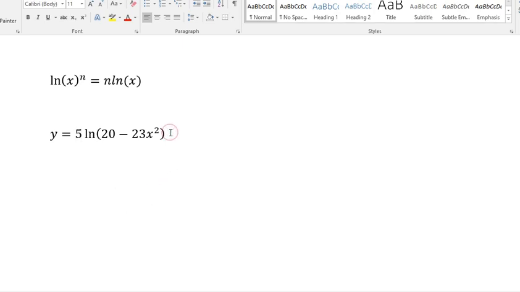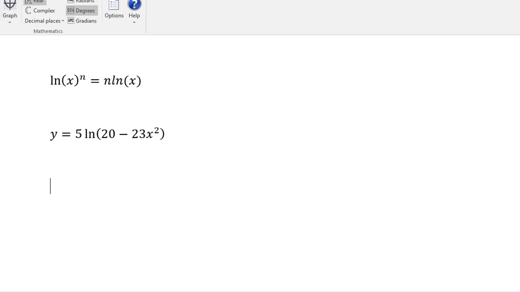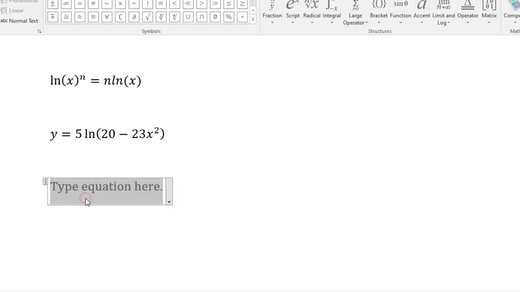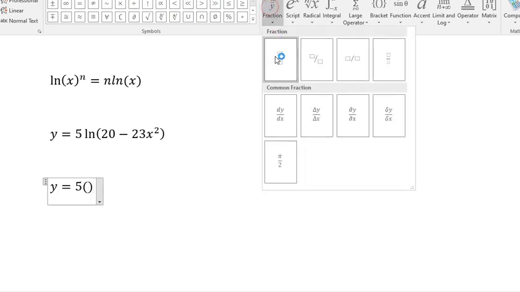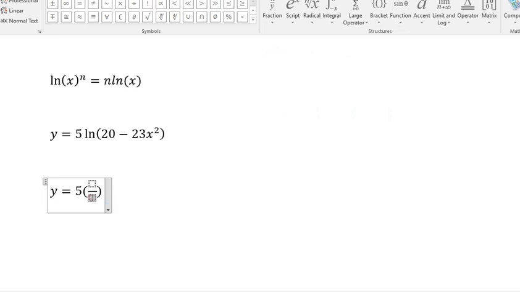So if I want to take the derivative, I can just move that coefficient down. All right, so 5 can come down, and then I just need to worry about taking the derivative of the log. Okay, so we're going to get a fraction. The bottom of the fraction, again, is whatever you're taking the log of. We're taking the log of 20 minus 23x squared.